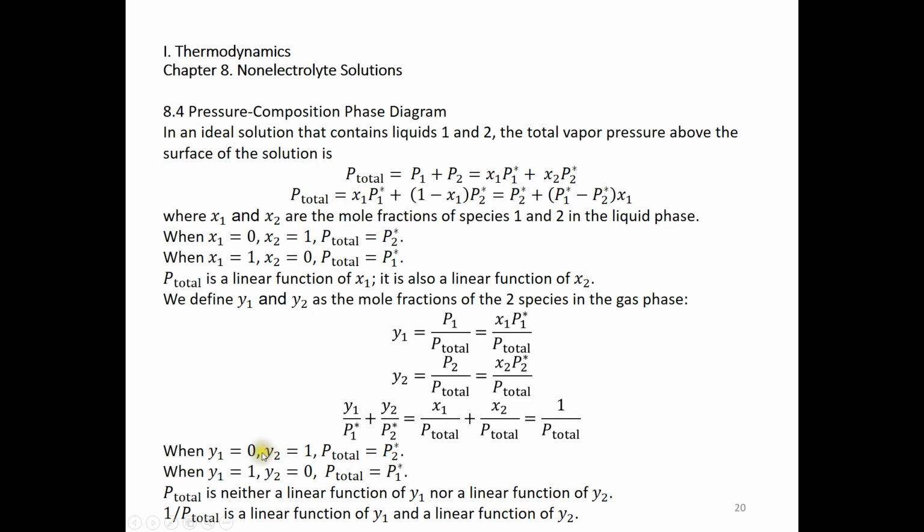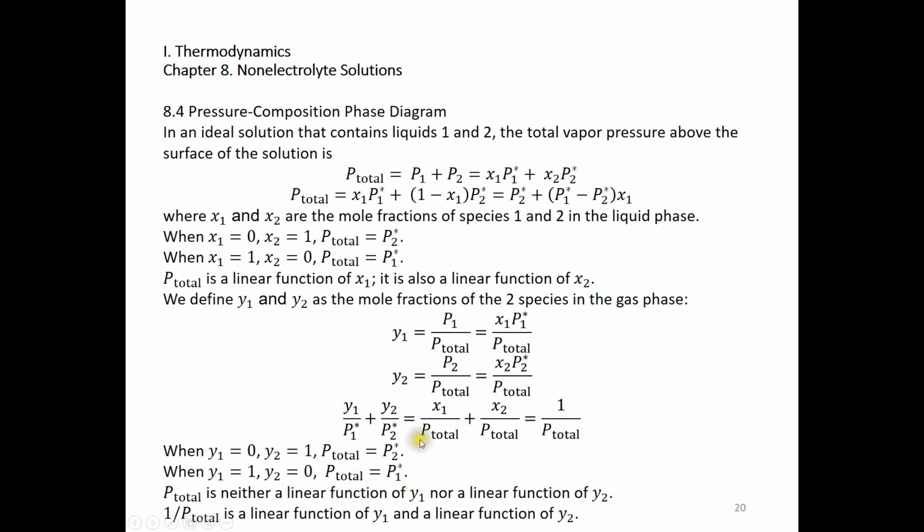Now we can plug in y1 equals 0. When y1 is 0, we have y2, which is 1. 1 over P2 star is 1 over P total. So P total is P2 star. When y1 is 1, you put 1 here, y2 becomes 0, and then P total is P1 star. That makes sense, because when y1 is 1, it indicates we have only species 1 in the system, and therefore P total is P1 star.